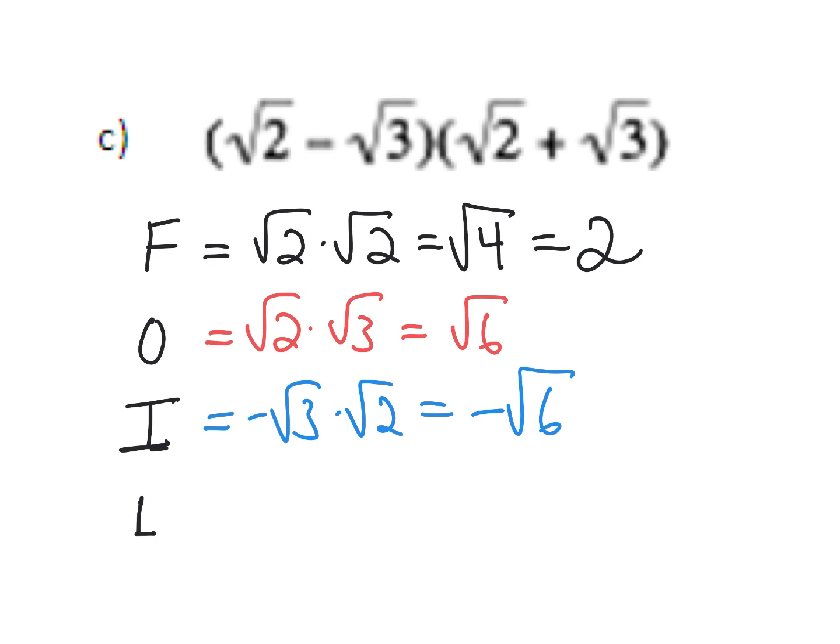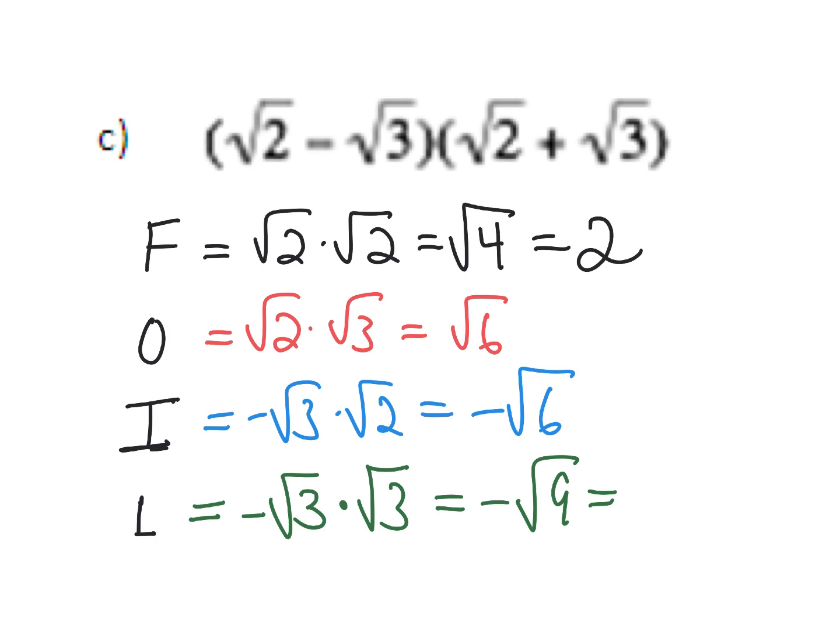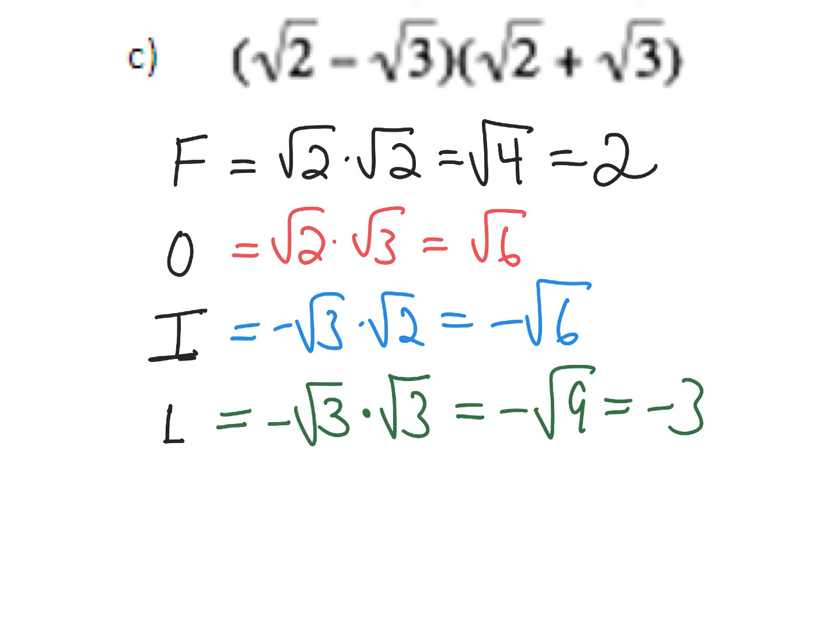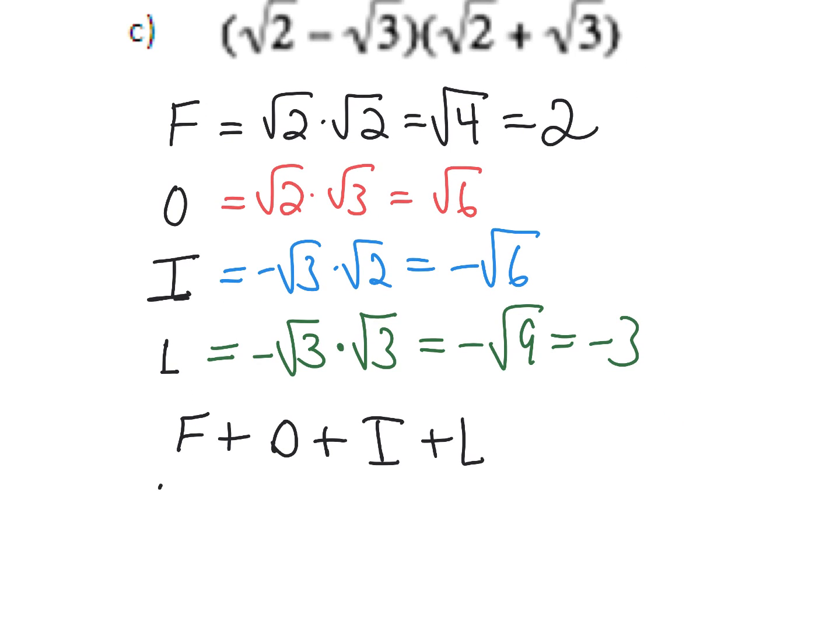And negative square root of 3 and square root of 3, which is negative square root of 9, which is negative 3. Very good. All right, we do have to do the adding part of our distributive property where we have to do F plus O plus I plus L. So you can bring that down. We got 2 plus the square root of 6 minus the square root of 6 minus 3.